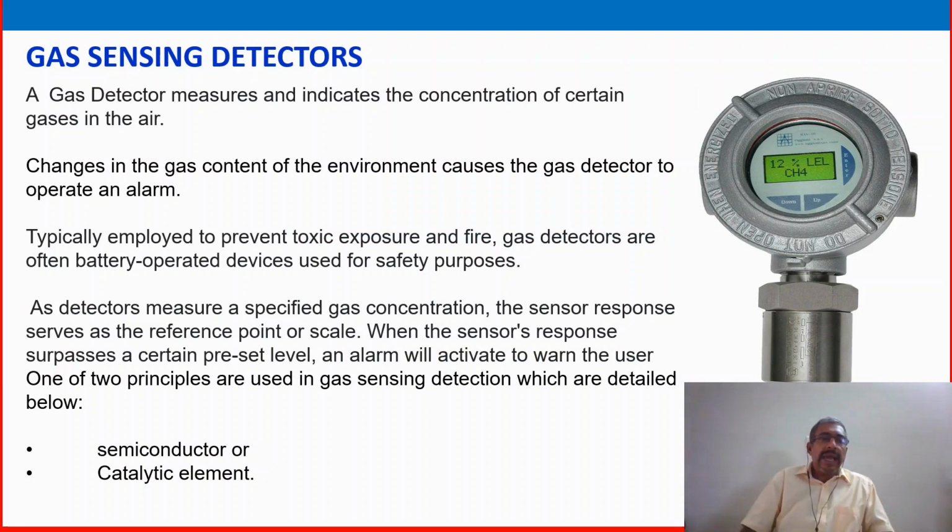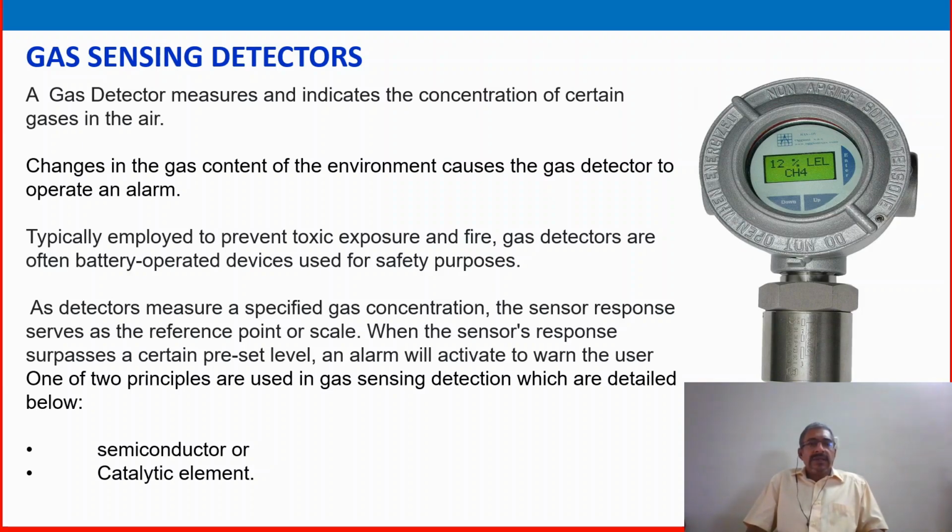Another one is a gas sensing detector. This is widely used in operating plants like oil and gas. If you have any chance to visit your plant, just look at where your gas sensing detectors are located and understand the working principle of that.